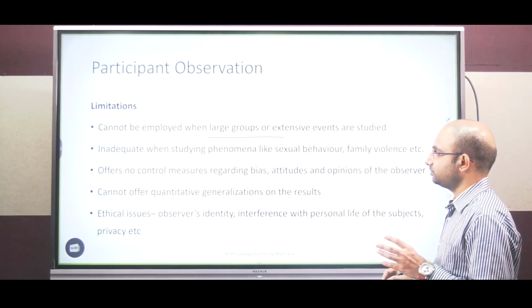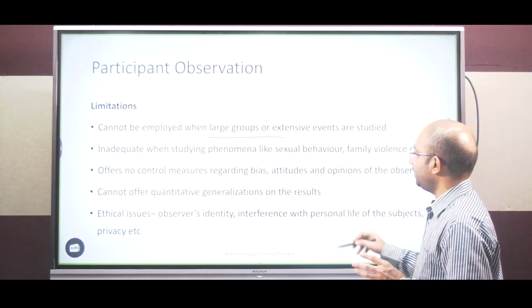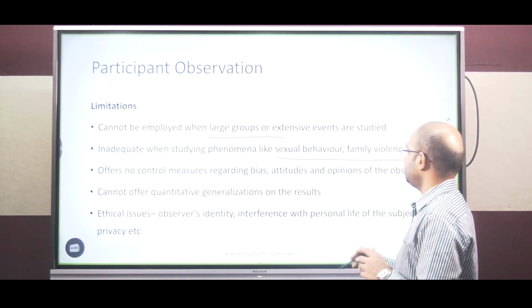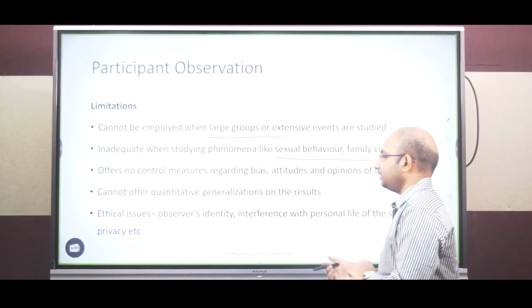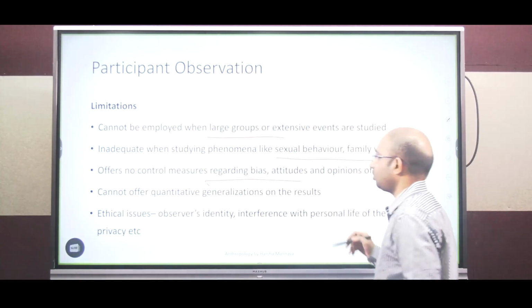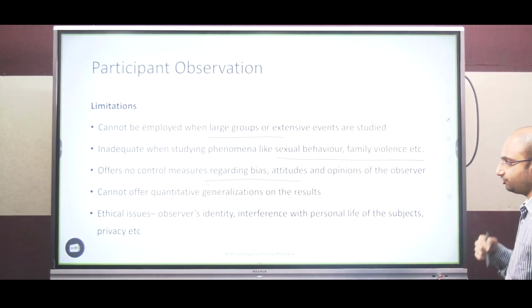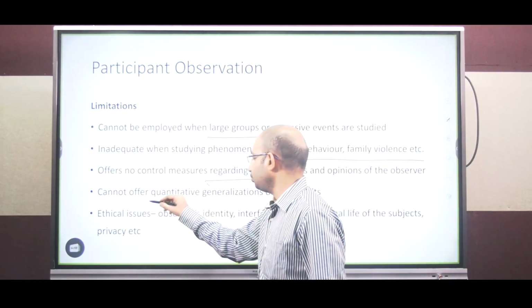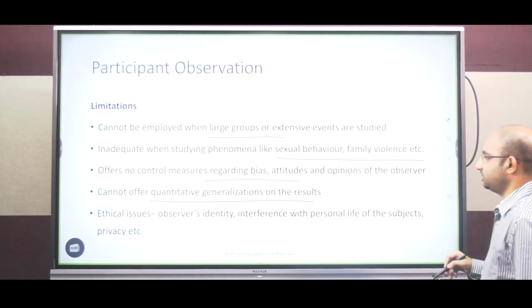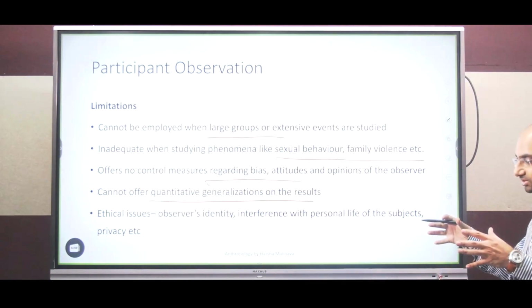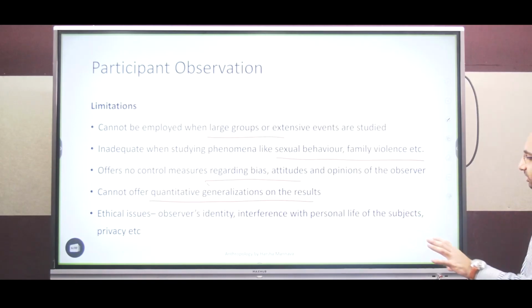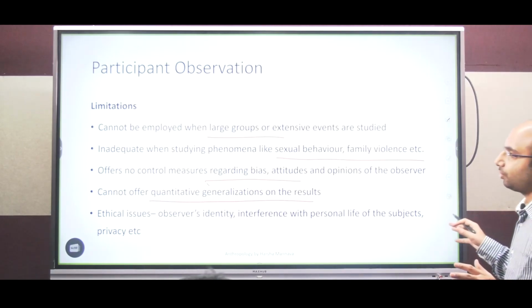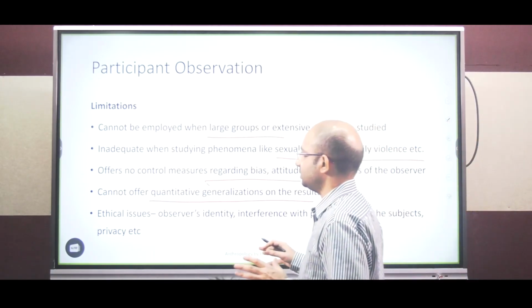You can't use this method to study multiple groups at one go, and you can't use this for private lives, things which are secretive to people, like sexual behavior, family violence and all that. And in participant observation you have a lot of bias of the people, bias of the researcher, and you can't also do quantitative generalizations. That is, you can't do some kind of statistical analysis. I studied 100 societies. Of the 100, in 50 societies there is patrilineal, in 30 there is matrilineal, and so on. So you cannot do statistical or quantitative analysis of results.